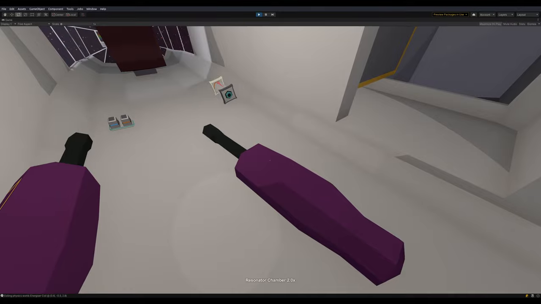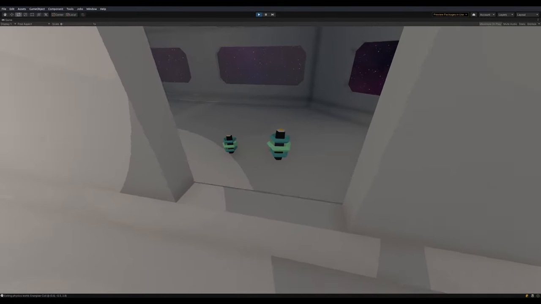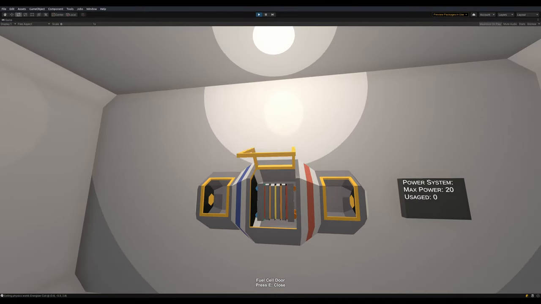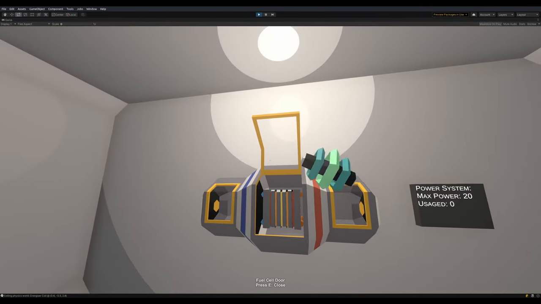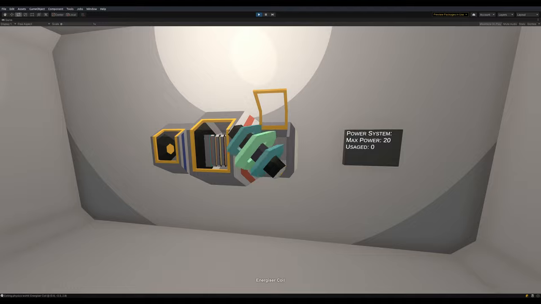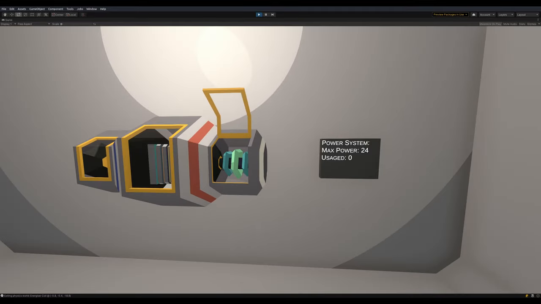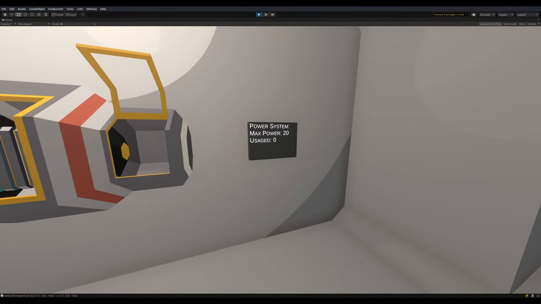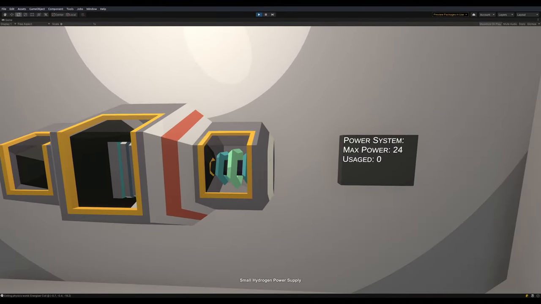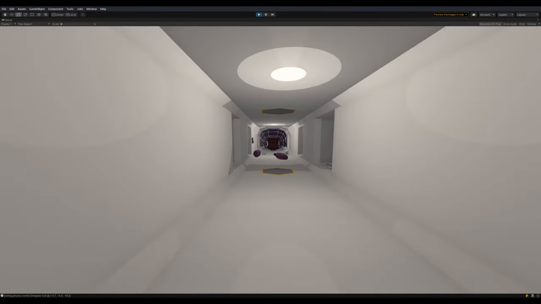Let's go have a look. We'll come back to this. Let's have a look at the power system because there are some numbers there. Bring an energizer coil with me. Right now, this new power supply has a fuel cell that sits in the middle that provides 20 power. But there are two little side bits that can take energizer coils. We can now see the max power is 24. If we take that out, it goes back down to 20. So these energizer coils effectively either increase the power output of a power supply or decrease the power needed by a component.